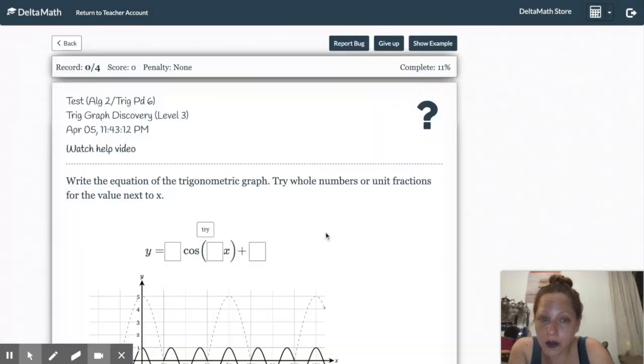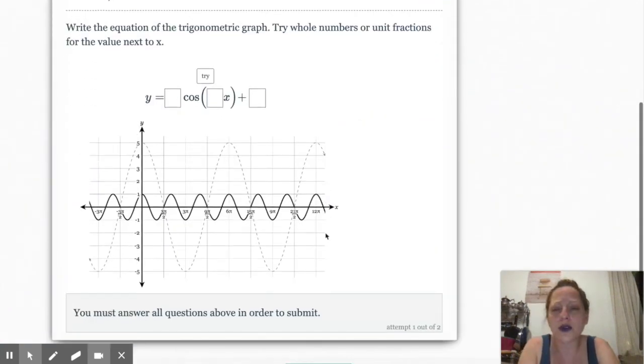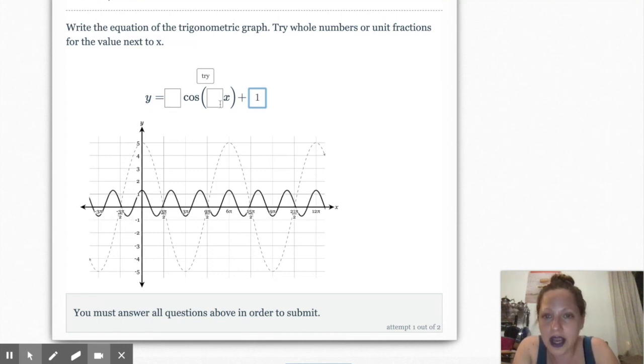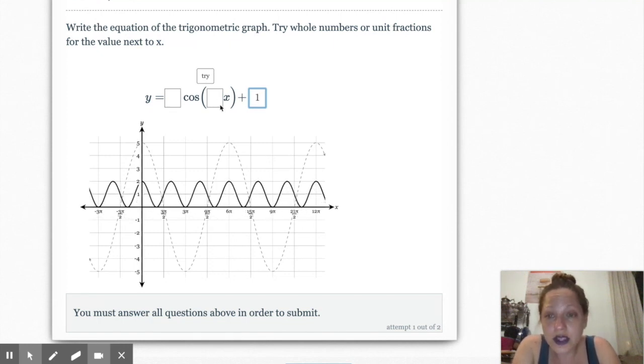Okay, I want to show you a couple things about the trig graph discovery. You're going to be doing a bunch of these here. So one little note about it is that you can put in a number here and hit enter to see what happens. So let's say I was like, oh, it looks like the middle of the graph is shifted up a little bit. So if I put a 1 here and then I hit enter, it moves it up so I could just see. And I'm like, ooh, okay. Now it looks like my amplitude is maybe 5. So I put in 5 and I hit enter.